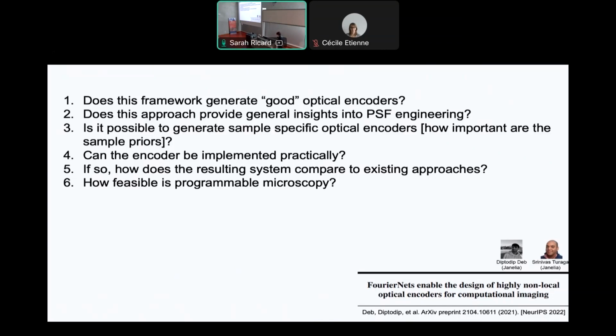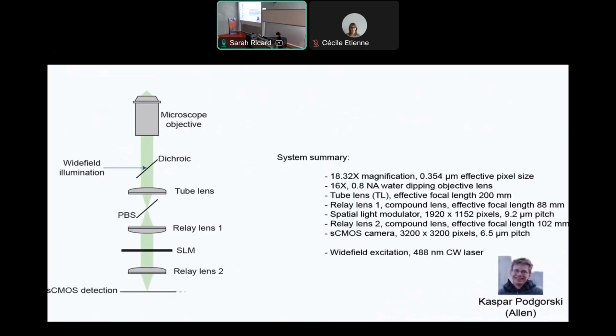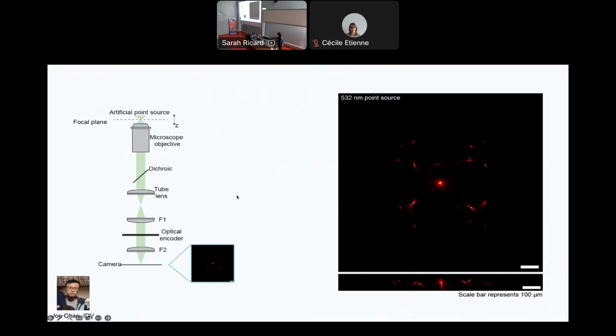And so the final question was, okay, we've done all of this in simulation, can we build it? In order to implement these phase masks, as you might imagine, we have a lot of spatial light modulators in our lab. We use a spatial light modulator, this time in the imaging path. And the role of this spatial light modulator is to implement the phase masks that the deep network has designed. Here is an image of the point spread function of the microscope.